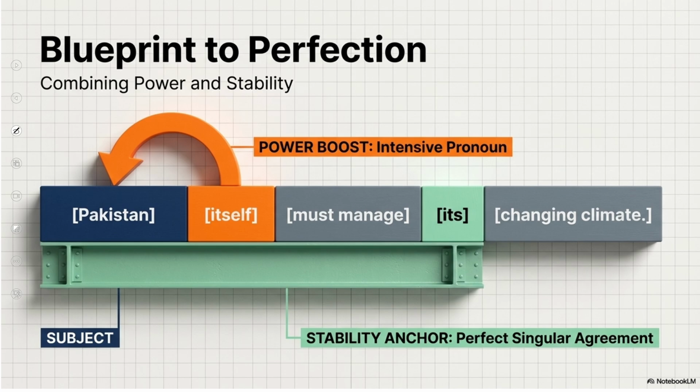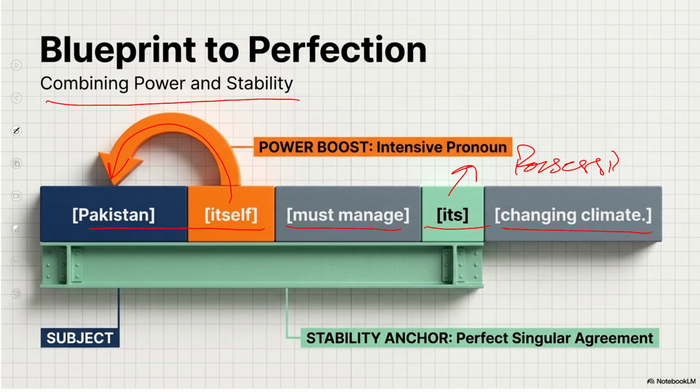Now look at this, blueprint perfection, combining power and stability. Pakistan itself must manage its changing climate. Once again, here is the intensive pronoun and it is bouncing back. Must manage its. This is showing possession. This is a possessive pronoun, while this is not reflexive, but it is an intensive pronoun. So we can say that this is a proper picture of the perfection of a sentence.